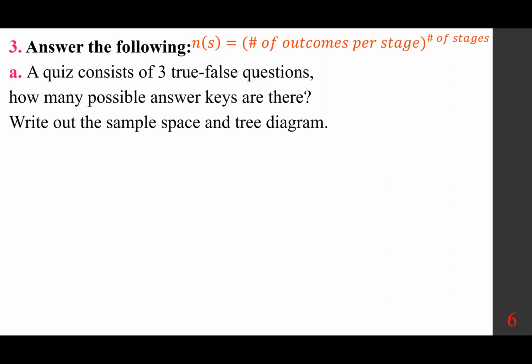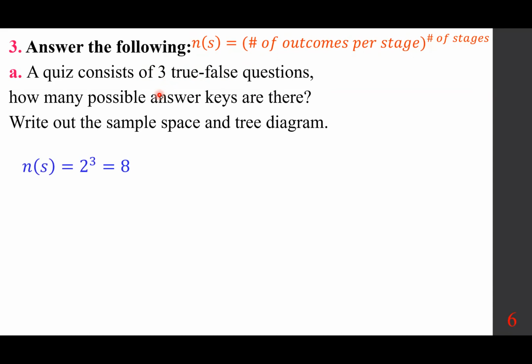N of S is the number of outcomes per stage, and we raise it to the power of number of stages. A true-false question has only 2 outcomes, true or false. So the number of outcomes in this case is only 2. How many stages? In this case, how many questions? So it's 2 cubed. That's how you know how many.